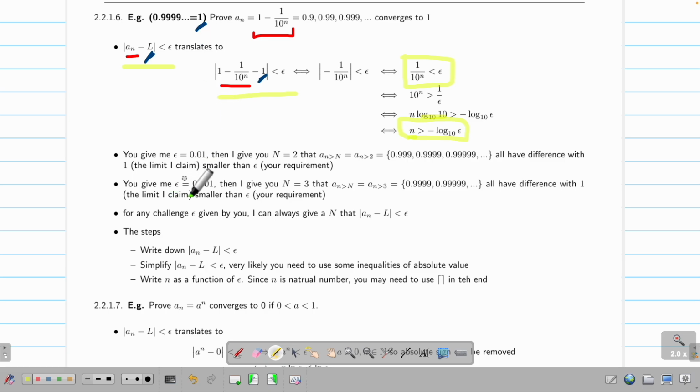And then let's say you say that, no, okay, now I'll give you a smaller gap. This gap is 0.001. It's fine. I found that after the third box in the sequence, all these numbers will have a difference with one smaller than your epsilon. So that means what? No matter what kind of epsilon you give me, I can always find a bunch of A_n. The gap between this A_n and 1 is smaller than your gap. Then I win.